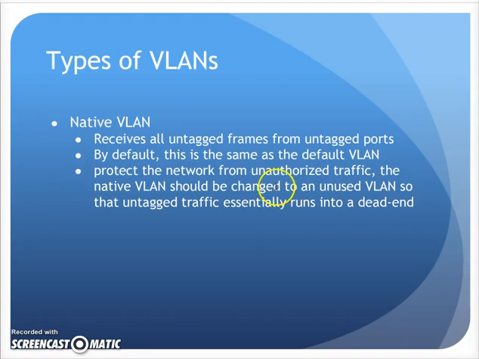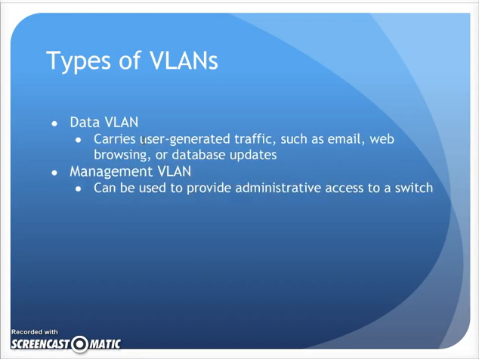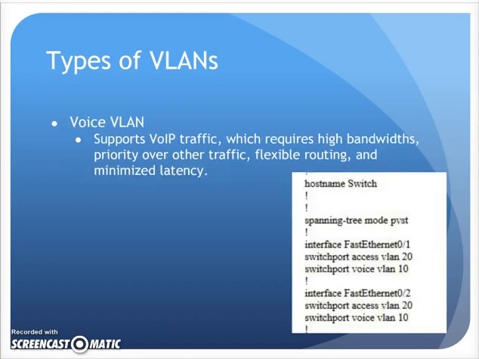Okay. Native, this receives all untagged frames. By default, this is the same as the default VLAN. To protect the network from unauthorized access, it really should not be used. Things should be put into some kind of VLAN. That way there's nothing sitting there or can accidentally get in there, if you will. Data VLAN is there to carry data traffic, user, workstation, that sort of thing. Management, this is used to get access to the switch remotely. I would use a management VLAN on maybe 1 or 2 ports. And voice VLAN is there to handle voice traffic.